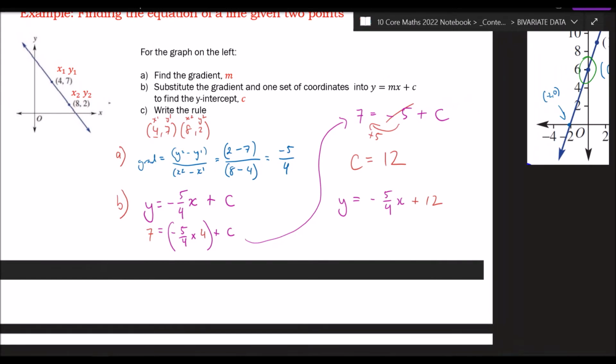Yes. 5 and then you add it to the 7. Mm-hmm. If it was a positive 5, would you take it away? Yes, it would be minus. Good. So it's the opposite. That's what inverse is all about.